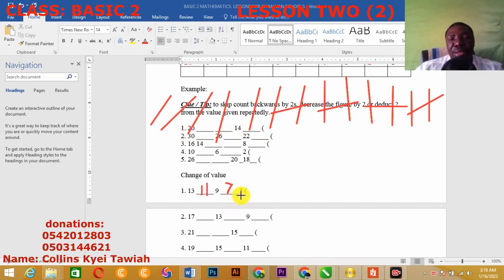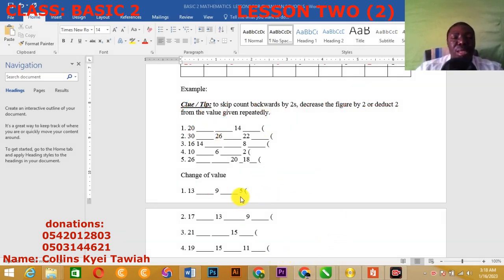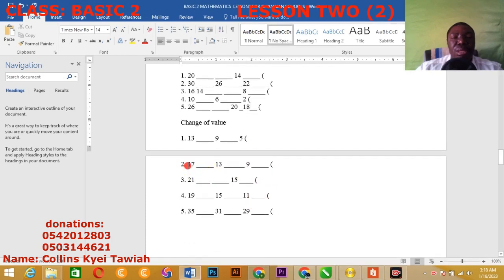Are you getting it? So when there's a change of value, it is still the same clue or method you use. There's no change in method. We still hold on to the same method. Okay, now let's move on to the next one, which is number 2, this one.